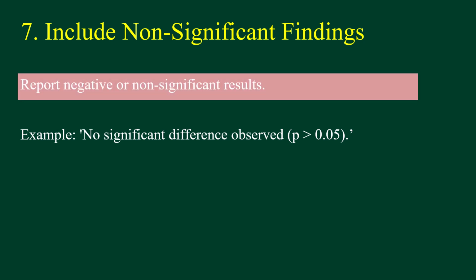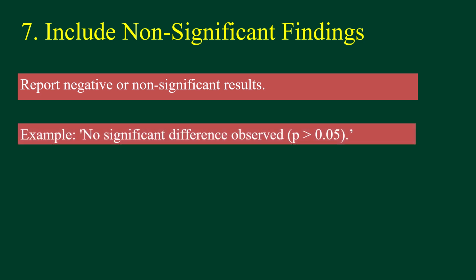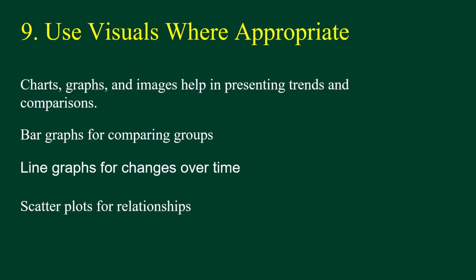Then come the non-significant findings. Do not hide them. You will always get some findings which are scientifically non-significant, but these are scientifically valuable, so do not hide them. You can say it like this: no significant difference in carotenoid content was observed between treatments (P > 0.05).